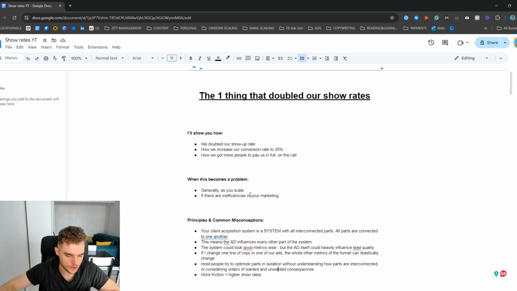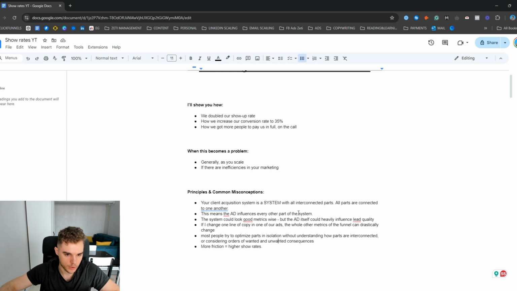So first of all, when does the show up rate become a problem? Well, it's typically going to happen as you scale up, right? As you increase your ad spend, as you reach broader pockets of people, this is going to become a problem. But also, it's going to happen if you have inefficiencies in your marketing or funnel. So before we dive into the levers, I really want to address some principles and some common misconceptions.